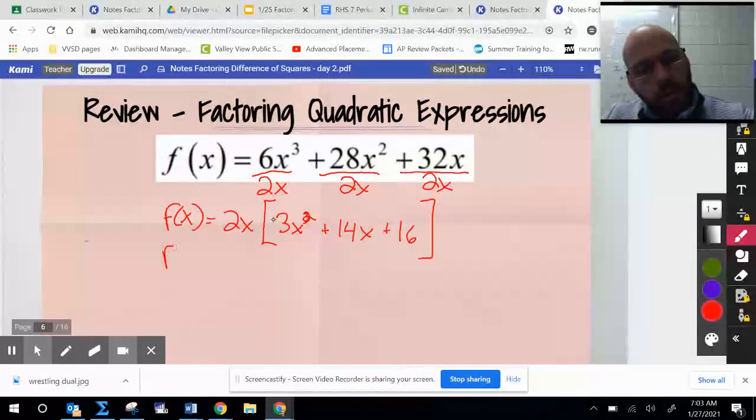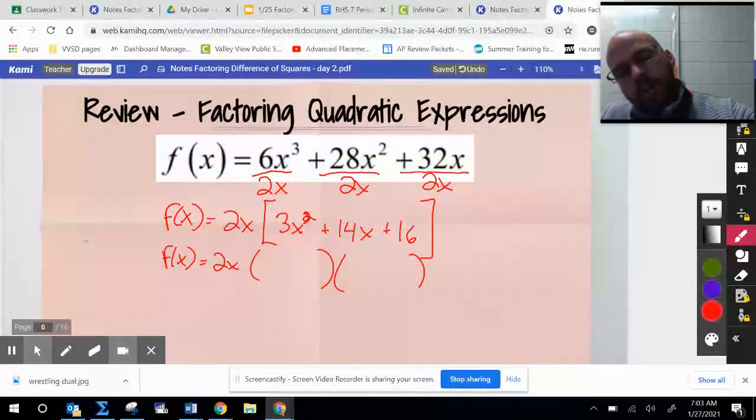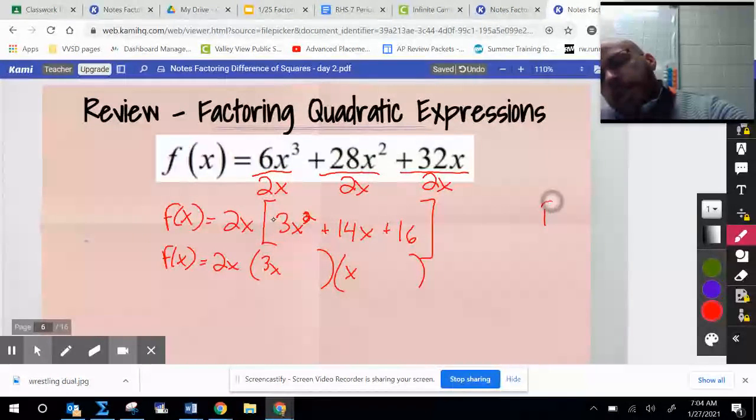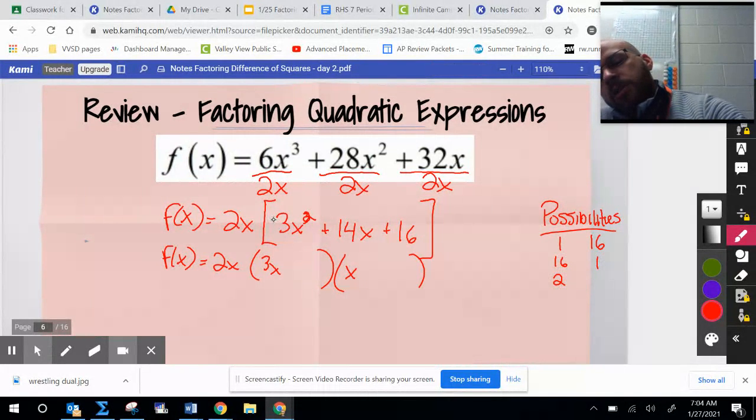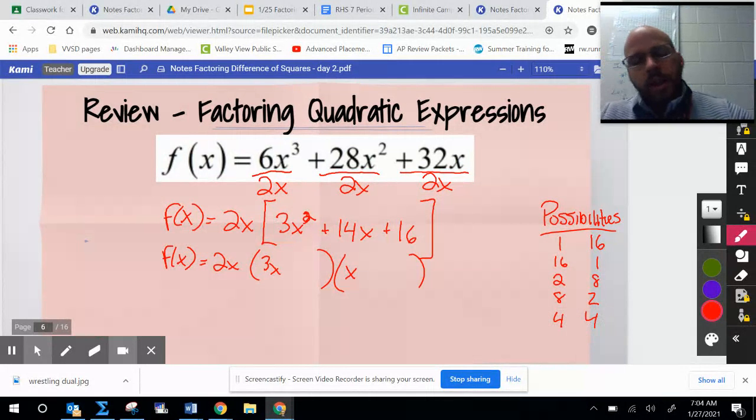So now I want to factor those brackets down into smaller chunks. So I'm going to say 3x and x. I'm going to list out my possibilities. So for 16, there's a lot for 16, I think. 1 and 16, 16 and 1. 2 and 8, 8 and 2. 4 and 4, and if I flip 4 and 4, it's the same. So I have 5 possibilities. That's not too bad. So which one do I want to start with is the question.